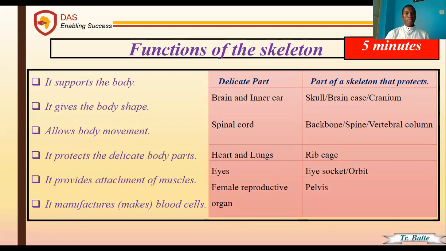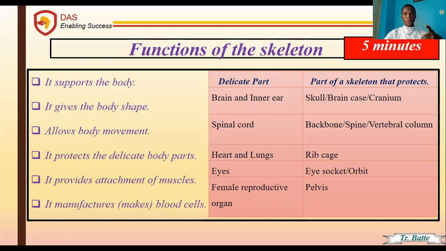So in summary, as I'm winding up this slide, we have talked about functions of the skeleton. We've said, number one, it supports the body. It gives the body shape, allows the body movement. It protects the delicate body organs. It provides attachment of muscles, or you can say it holds muscles. Lastly, it makes blood cells.